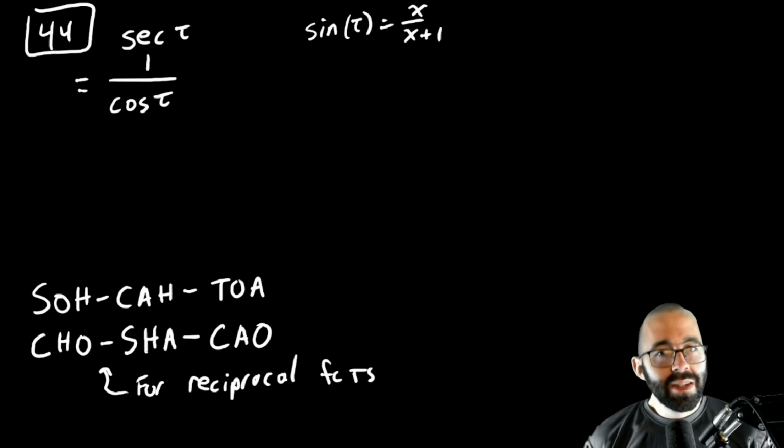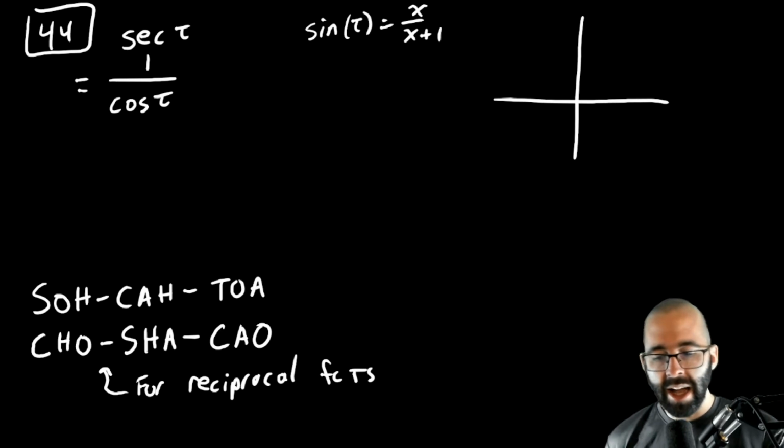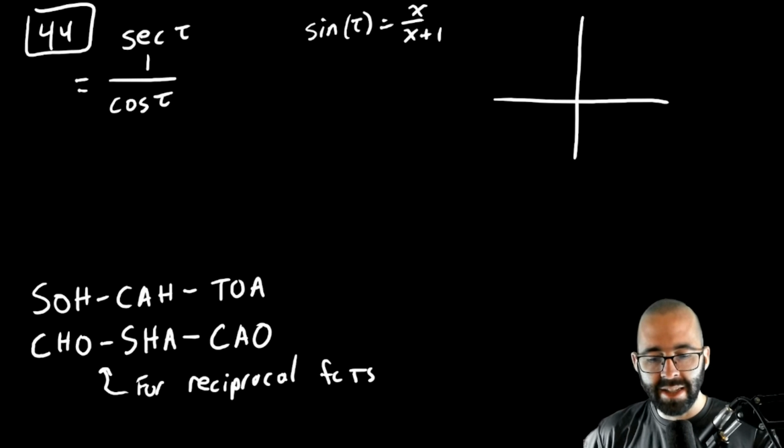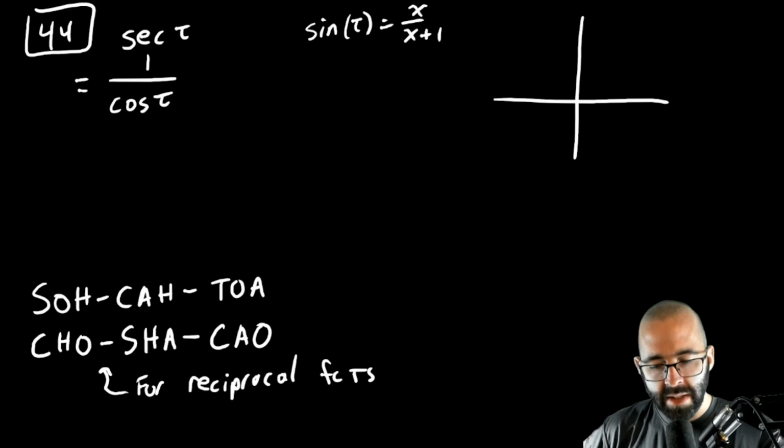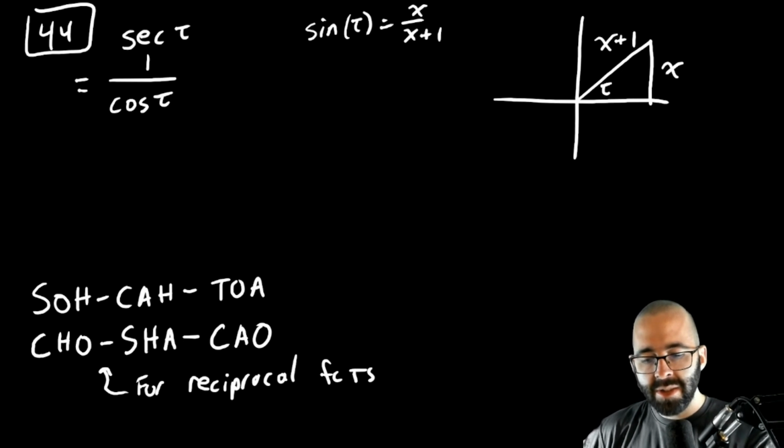Anyway, so we know what sine is. We'd like to know what cosine of that is. Let's draw a picture. I don't know what t is. I don't know where t is. Let's just draw it in the first quadrant. The sine of t, oh, I see. This is like the same as before. The sine of t is x over x plus 1. Okay, we just need to find the cosine of t, so we need to find this a value over here.